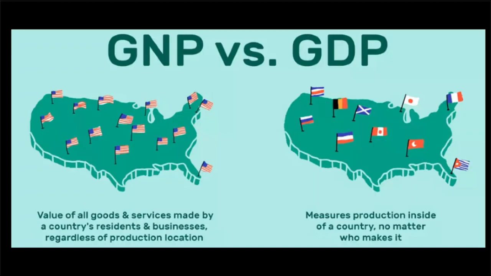GNP measures only the national production. GNP does not include foreign residents' income earned within the country. It is important to note that it is only to measure national production. GNP only calculates the national production, whereas GDP calculates both non-citizens' and citizens' production.